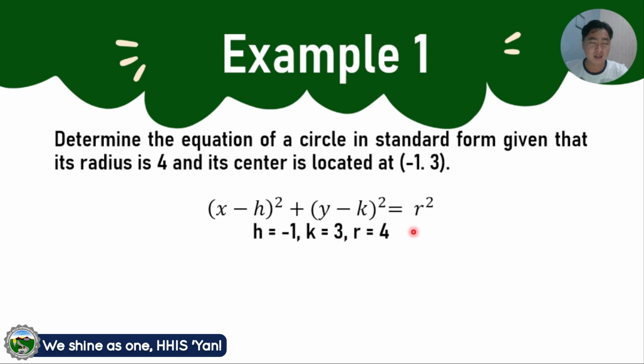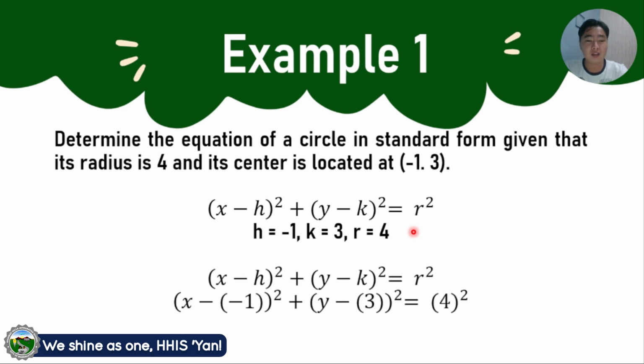So, since alam na natin yung h, k, and r, then we can have direct substitution to our equation of the circle. So, we will have the quantity of x minus -1 squared plus the quantity of y minus 3 squared equals 4 squared. Ipinalit lang natin yung values na nakuha natin sa given. Okay? So, ang goal kasi natin, hanapin natin yung tatlong yan, si h, k, and r. Once they are found, isa-substitute lang natin yan sa ating equation of a circle in standard form para makuha na natin yung hinahanap natin. Okay?